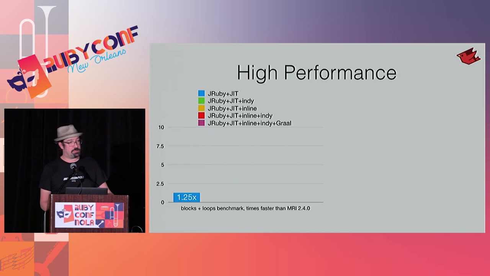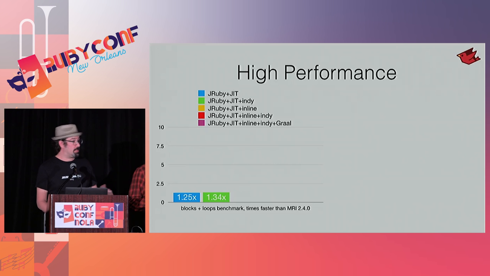We are still faster than CRuby, but in this case, we don't get as much of a benefit from the JVM. If we throw invoke dynamic in, that helps a little bit, but blocks and closures are still a pattern that the JVM is not really familiar with. They've only just recently even added closures to Java, so getting those to optimize takes a little more work.